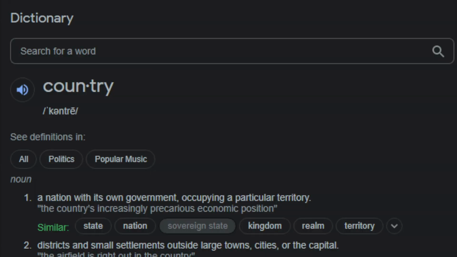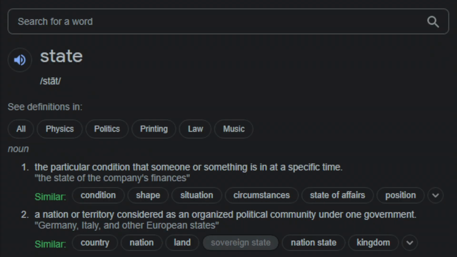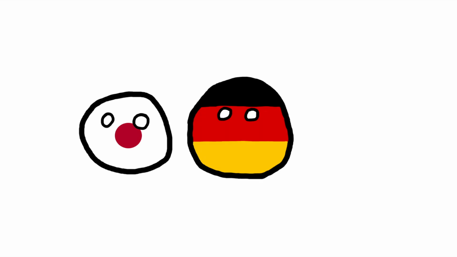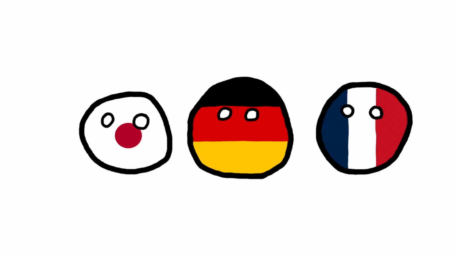The Oxford Dictionary defines a country as a nation with its own government occupying a particular territory. It defines states as a nation or territory considered as an organized political community. Its definition for a nation is different: a large body of people united by common descent, history, culture, or language, inhabiting a particular country or territory. While these definitions seem pretty straightforward, there are actually some issues with defining what counts as a country, what counts as a state, and what counts as a nation.